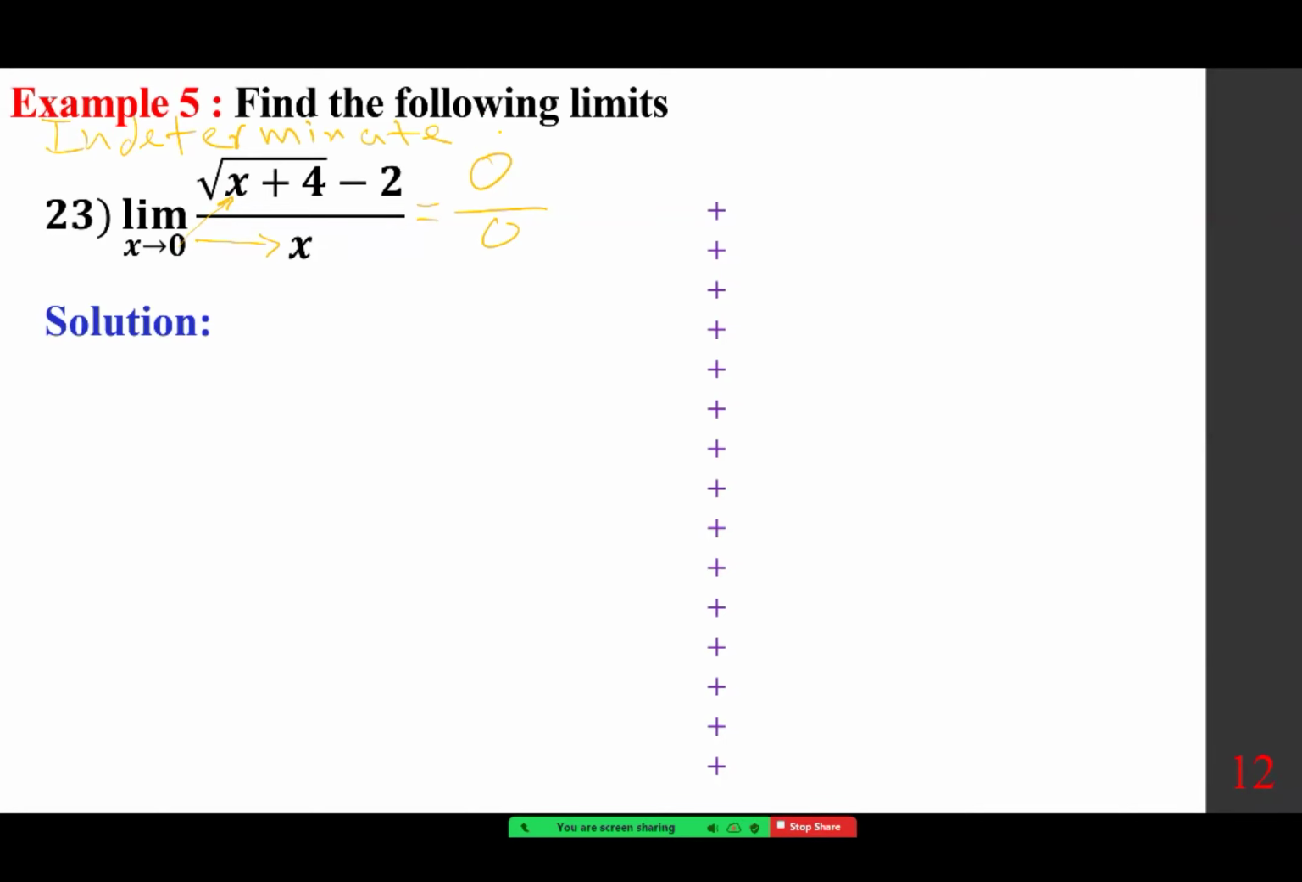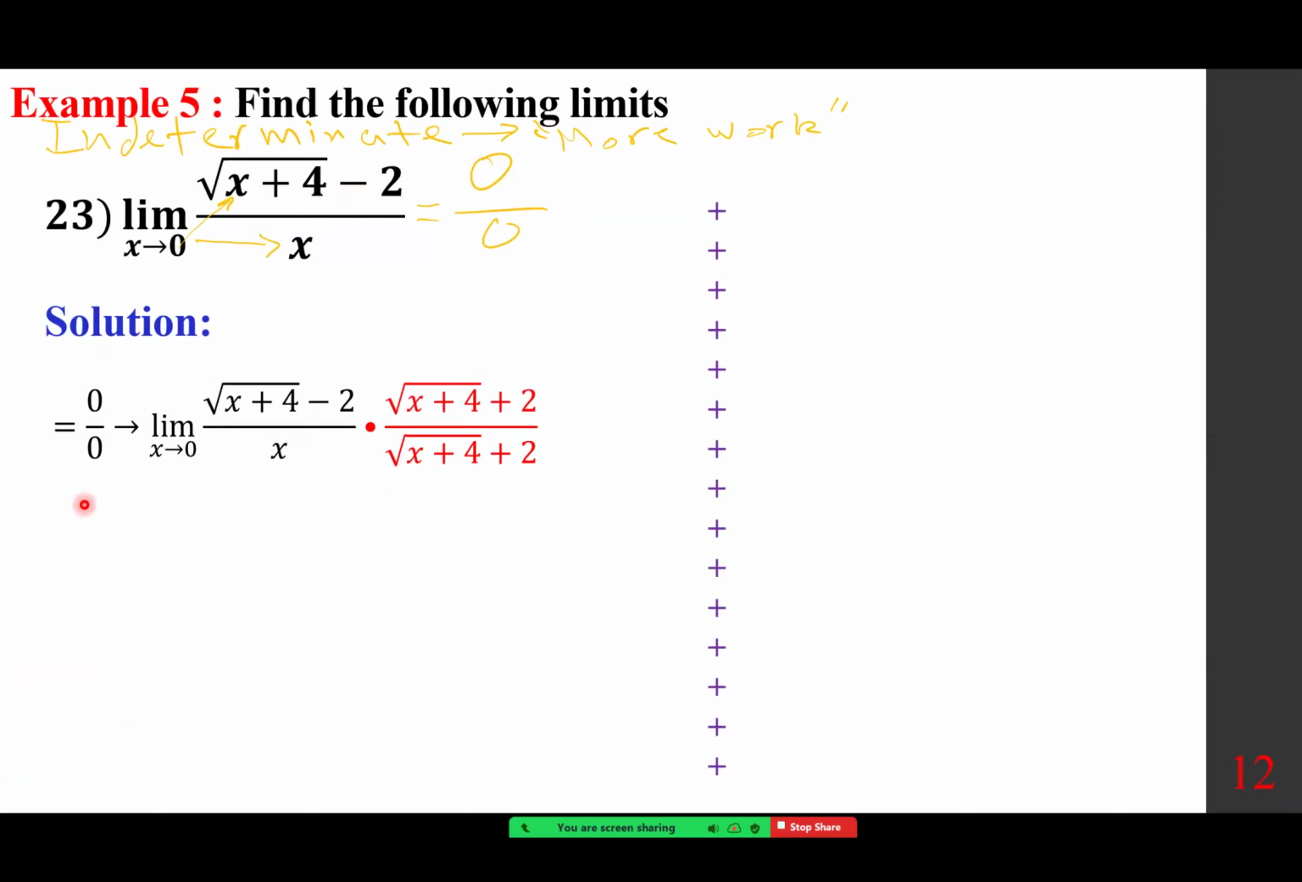What does it mean? Some sort of an algebraic technique can fix this. For this one it is the conjugate: you change this to plus 2. So you're going to multiply and divide by it. So again, first you show it's 0 over 0. Then you show the technique is the conjugate.